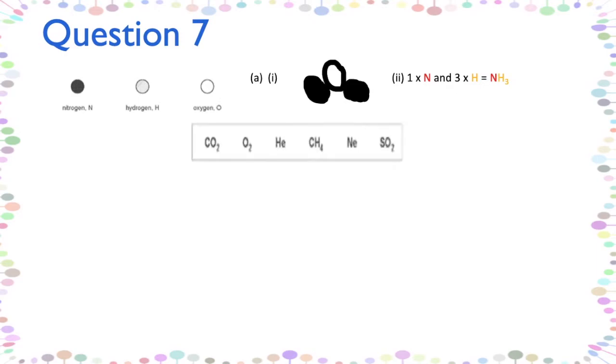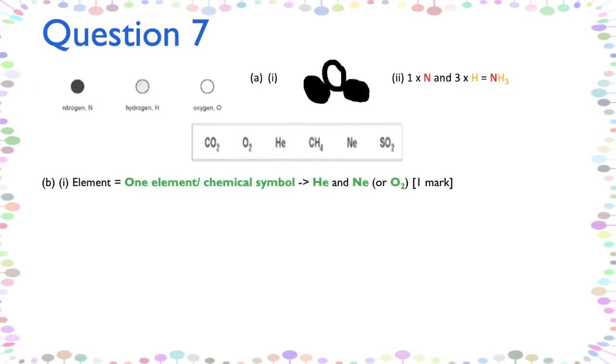So for question B, we had to use this box and answer the following questions. So for BI, we need to choose 2 elements. So an element is something that has one chemical symbol or 1 element. Therefore this can be helium or neon, so He or Ne, or you can use O2 because this is a diatomic molecule.